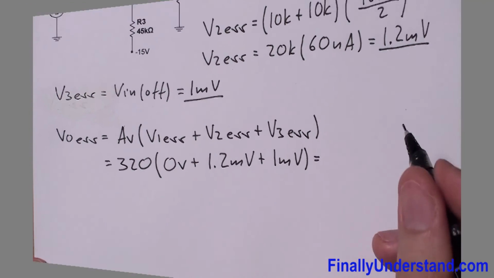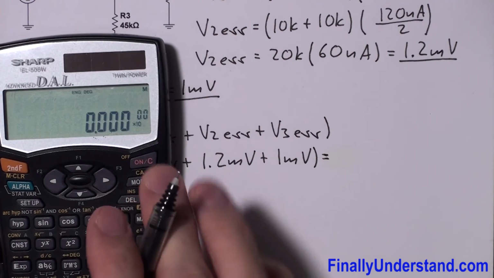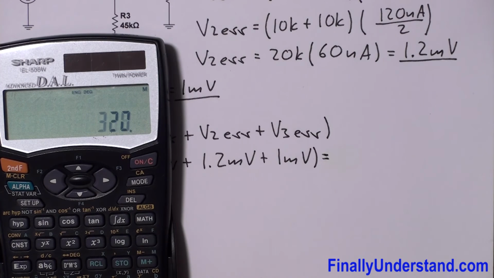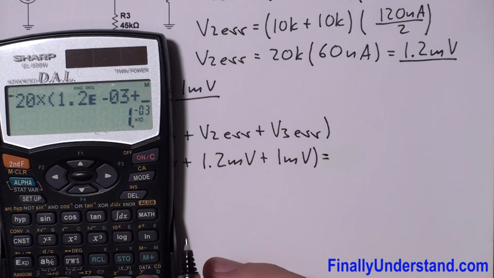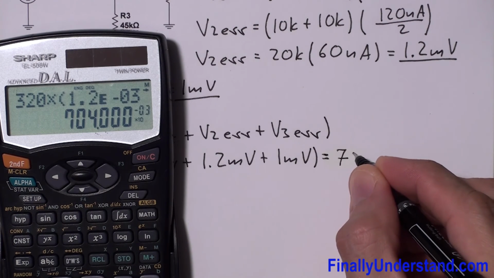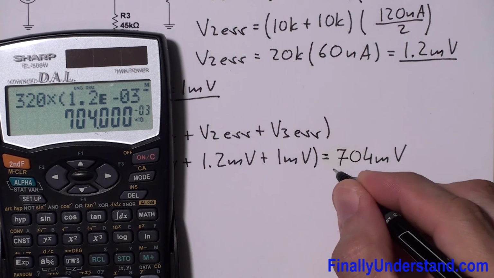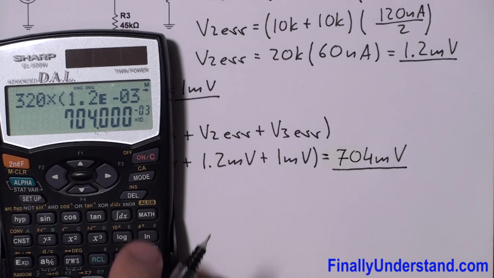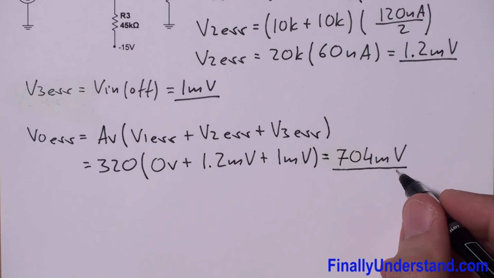This is equal to, now we can use the calculator. We have 320 times, open parenthesis, 1.2 exponent 3 negative plus 1 exponent 3 negative, close parenthesis. This is equal to 704 millivolts. Okay, so my error voltage is equal to 704 millivolts.